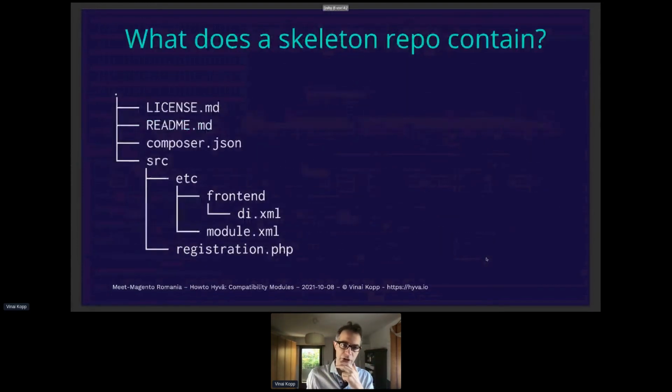So what's in there? What does a skeleton module contain? Not a lot, just a bit of boilerplate. But there are two files there that I want to point out, and that's the composer.json file, and there's the di.xml file in etc frontend. So let's have a look at those.